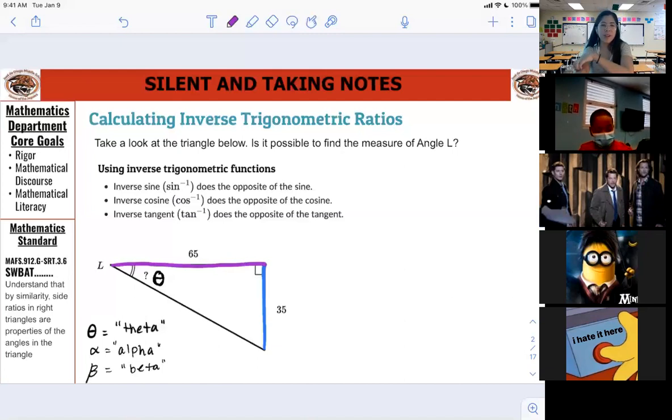All right. So where was I? So which ratio should I be using if I'm talking about those two side lengths?